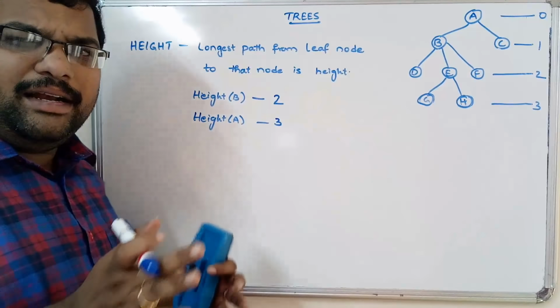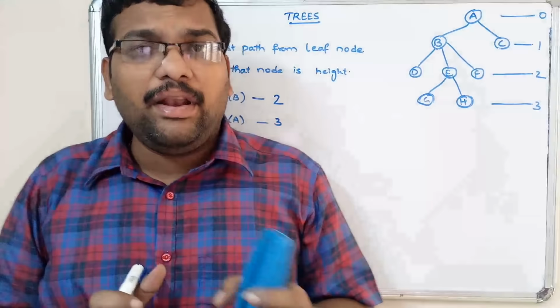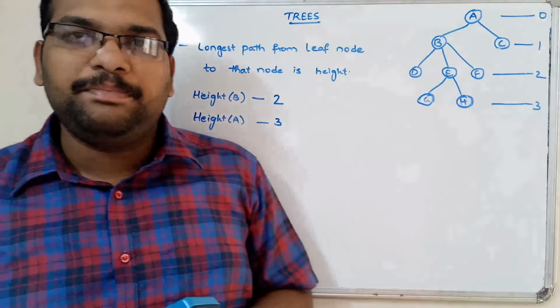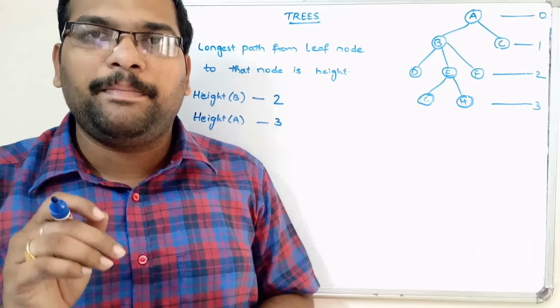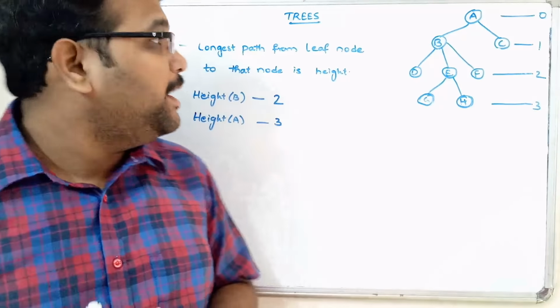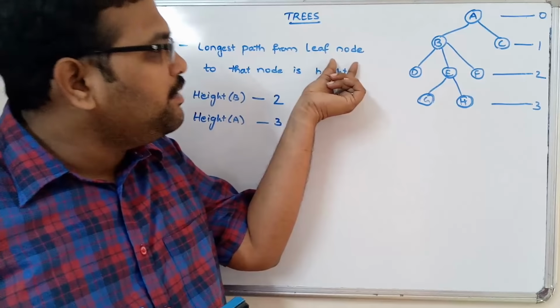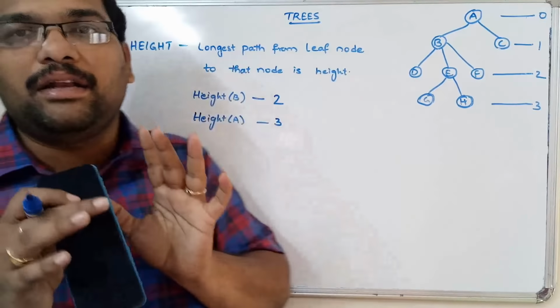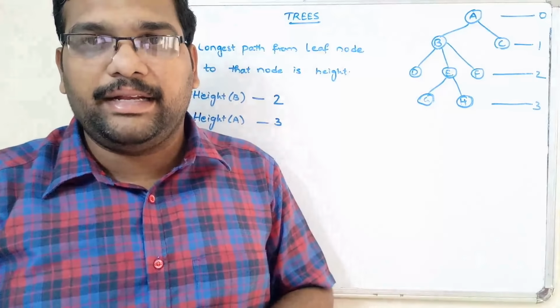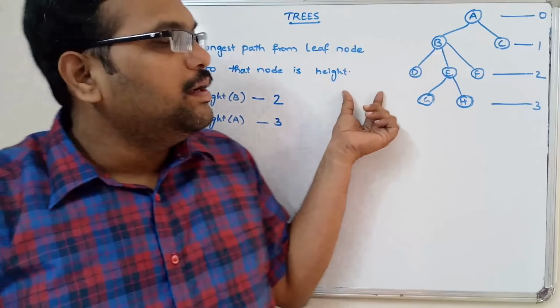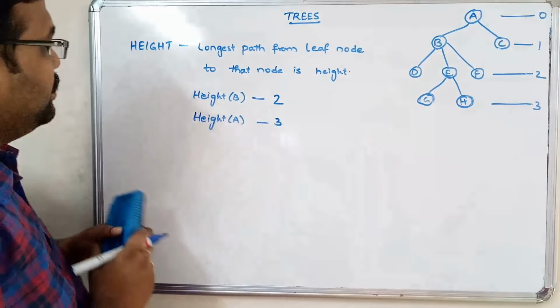So there is a slight difference between the level and height, right? Here the height is specified for a particular node. So we have to find the longest path from a leaf node to that particular node for which we have to find the height. So that is called a height, right? So hope you understood this one. Next.